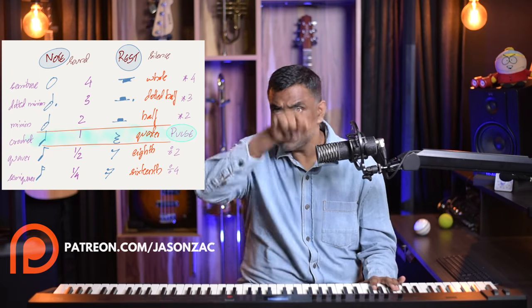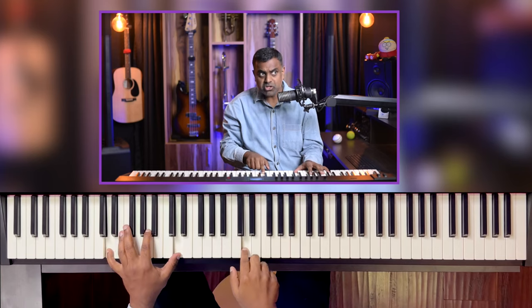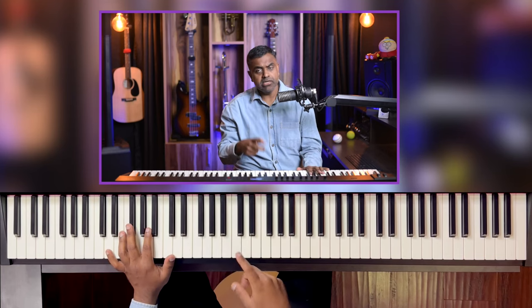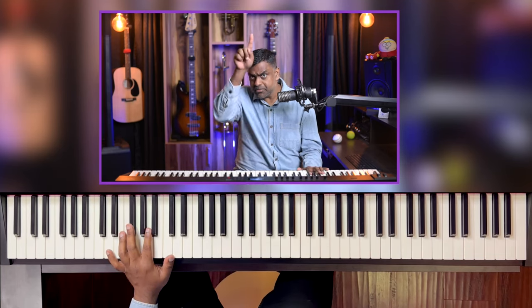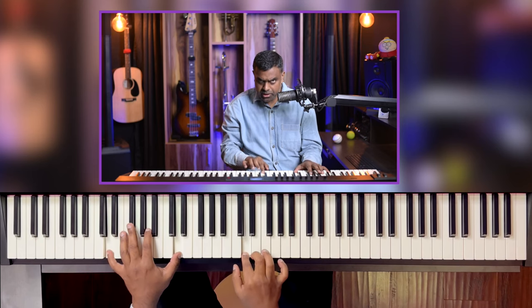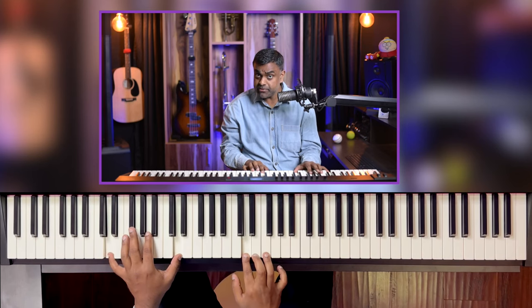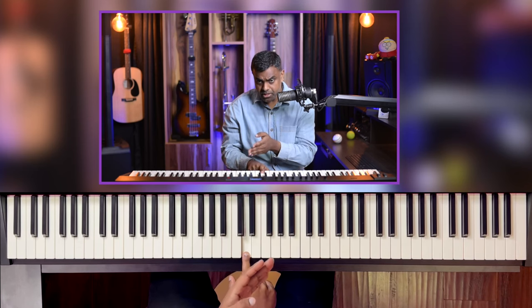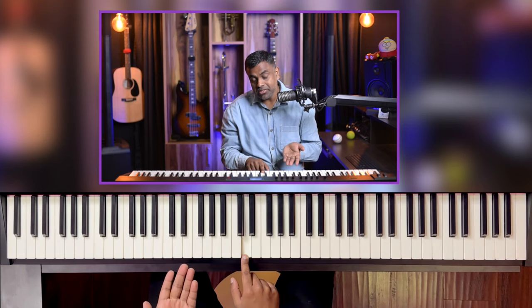Whole note is just an egg. While a note which has 2 counts, that's a minim, or a half note. 1, 2, 1, 2, 1, 2, 3, 4. So in a bar of 4, you can have 2 minims. Or in a bar of 4, you can have only 1 semibreve or whole note.